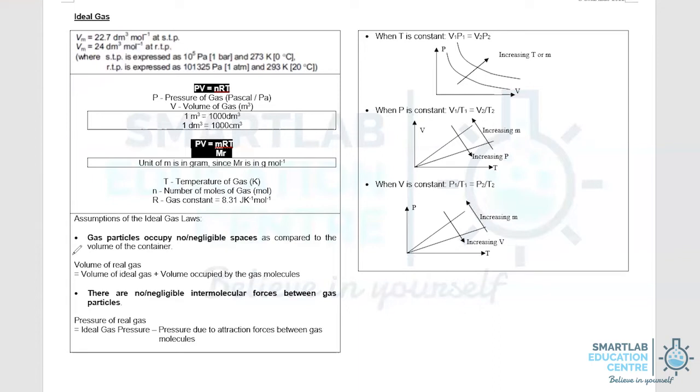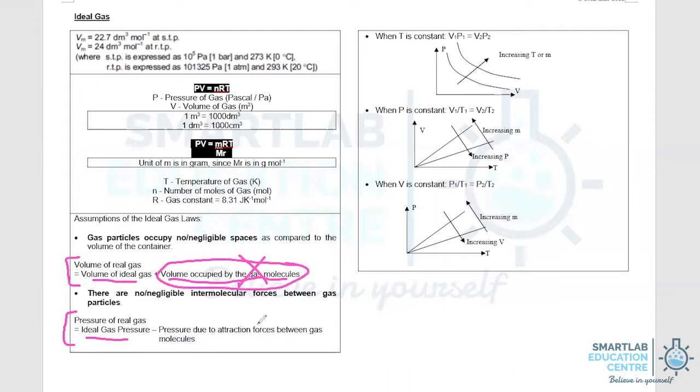However, it is imperative to know that the volume of a real gas is the volume of the ideal gas plus the volume occupied by the gas molecules. So in the case of ideal gas, we are assuming that this value is 0. In the case of the pressure of a real gas, it is equal to the ideal gas pressure, subtracted by the pressure due to the attraction force between gaseous molecules.